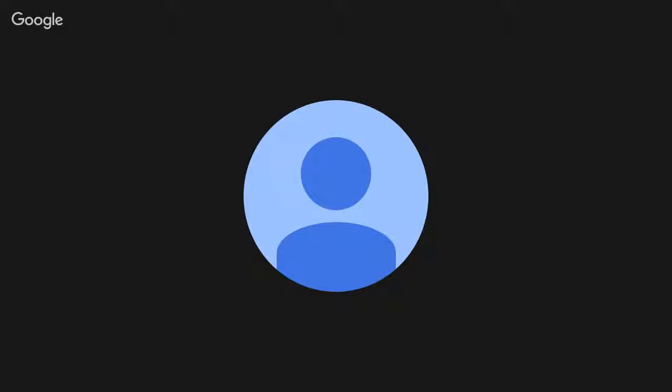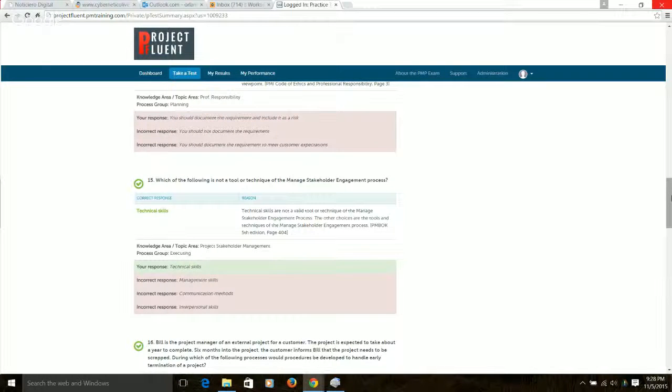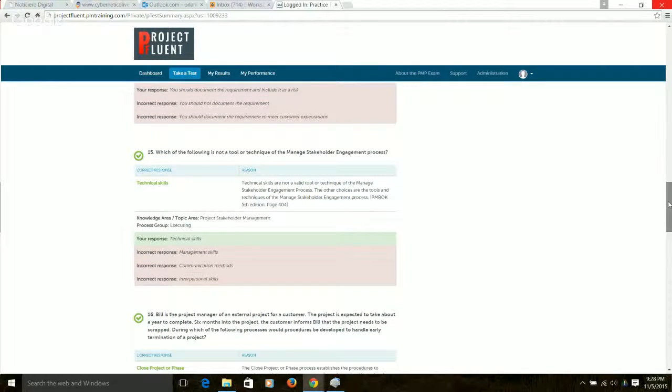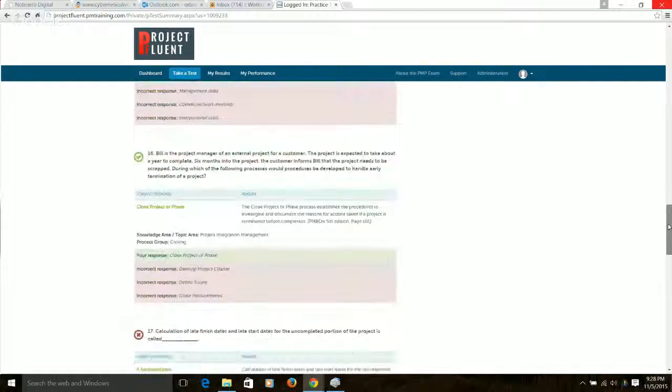Right. So which of the following is not a tool and technique to manage stakeholders? They are technical skills. Yeah, nothing technical there. Bill is a project manager of an external project for a customer. So Bill is informed that the project needs to be scrapped. What process is going to have the procedures to be developed to handle an early termination? It is close project or phase, correct?